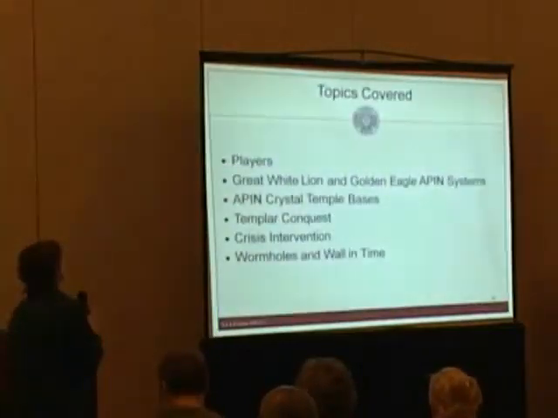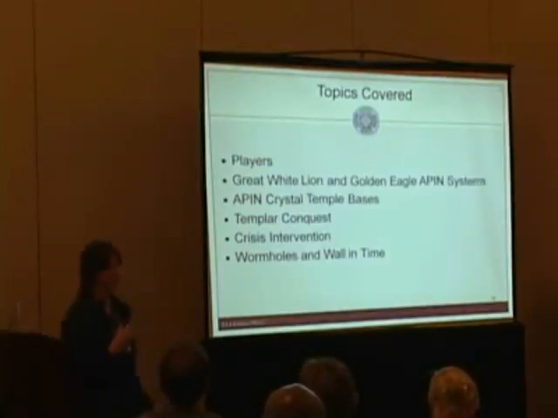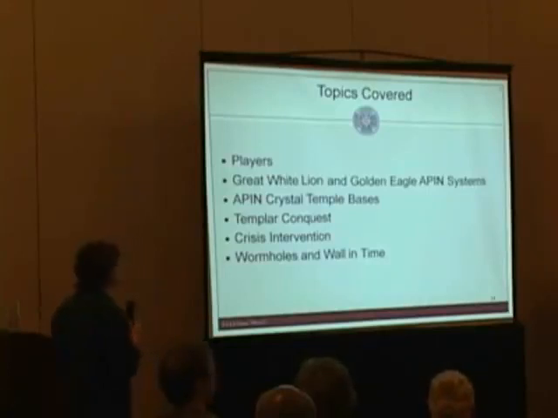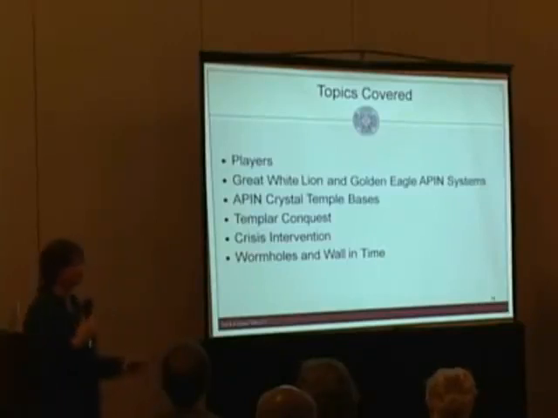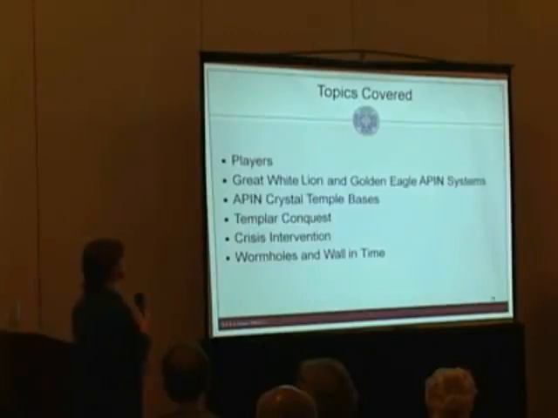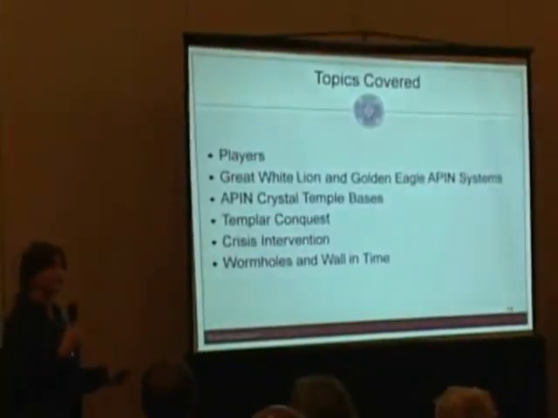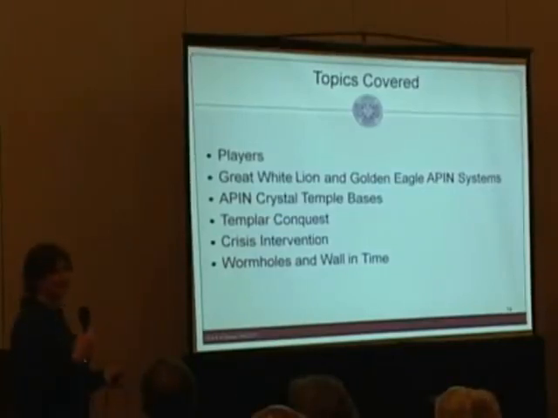Okay? So the topics that we're going to cover in Chapter 1 are the players. Certainly not all the players, just some of the players. The Great White Lion and the Golden Eagle APIN systems. We'll learn what the APIN systems are, what the difference is between the Great White Lion and the Golden Eagle. We'll learn about Crystal Temple bases, the Templar Conquest. I think we're all very familiar with that, but we're going to look at it from the standpoint of Voyagers 2. Crisis intervention, I think we're familiar with that as well. And wormholes and the wall in time.